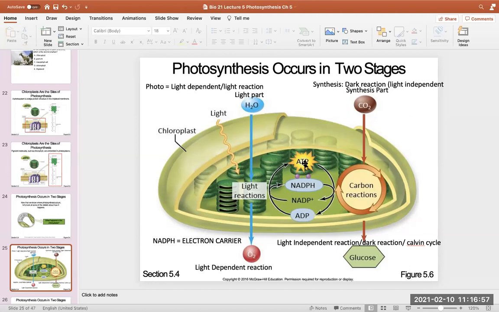Now it can just stop here. It doesn't need to go any further. It made the energy already. But what happens when there's no light? Then it still needs food. So what it's going to do, it's going to continue and it's going to do this carbon reaction or the synthesis part. So what's going in this is the H2O and the carbon dioxide and the light. And what's coming out is oxygen, and ATP is the product.